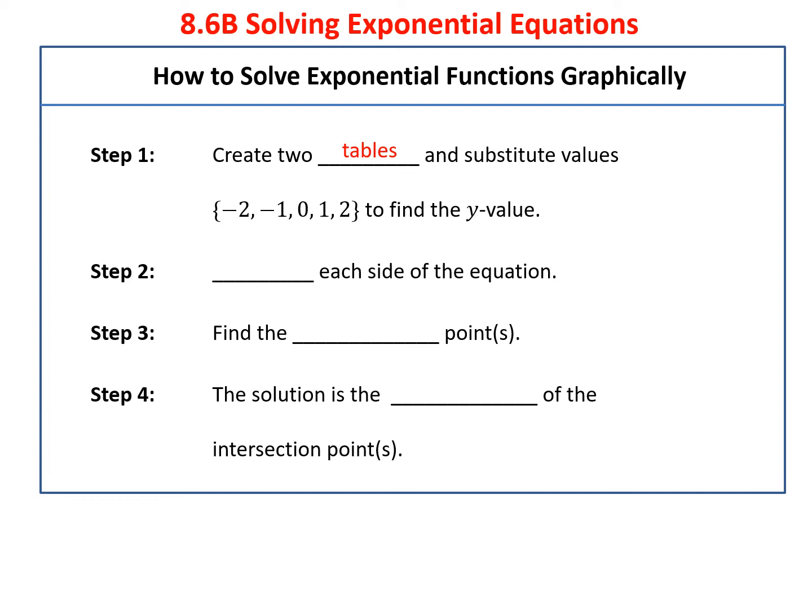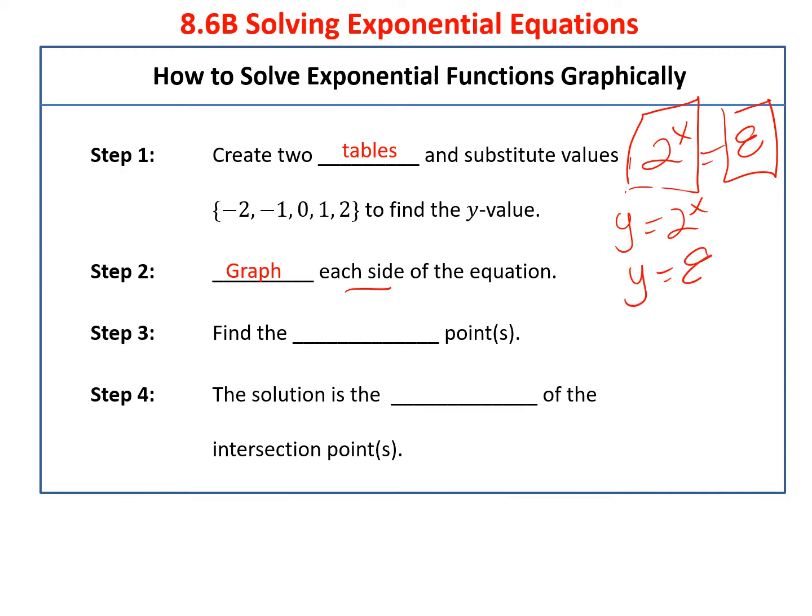Second, we're going to graph each side of the equation. Now that's kind of confusing. What do you mean, graph each side of the equation? Well, let's suppose, for example, my equation was 2^x equals 8. When I say graph each side, what I mean is take this side and make it into an equation, y equals 2 to the x. Then take the other side and make it into an equation, y equals 8. So we take one equation and make it into 2 equations.